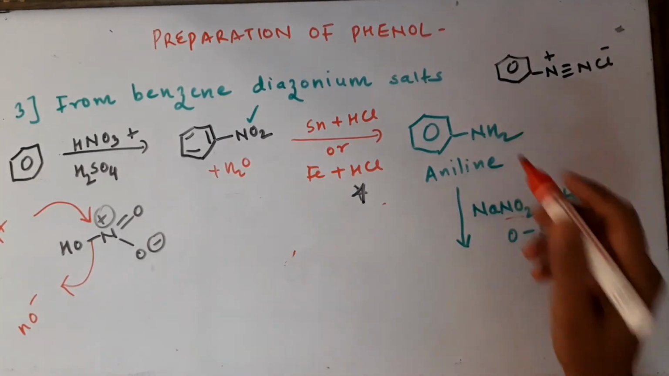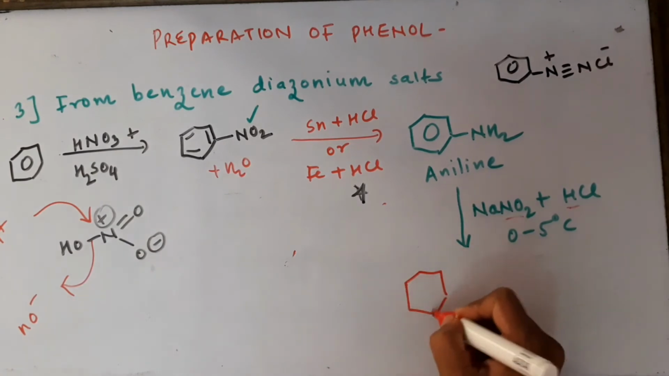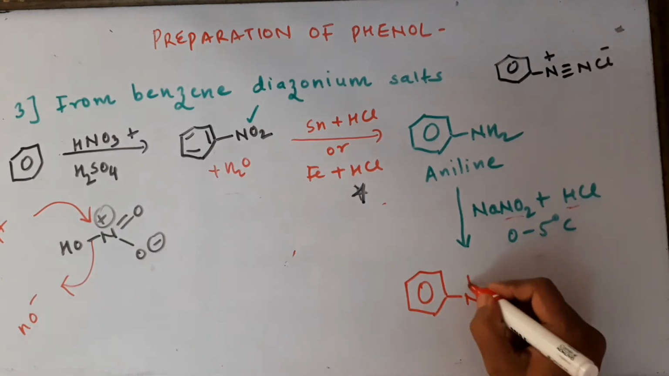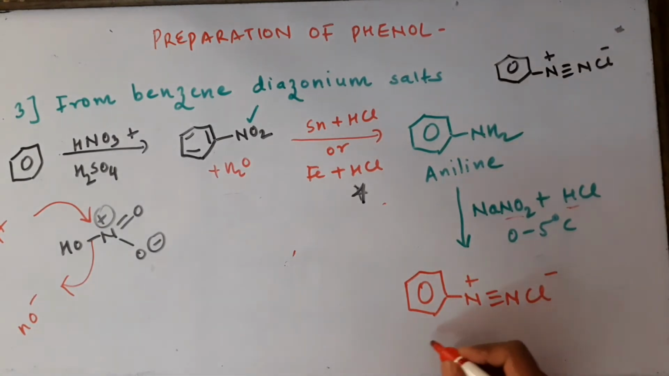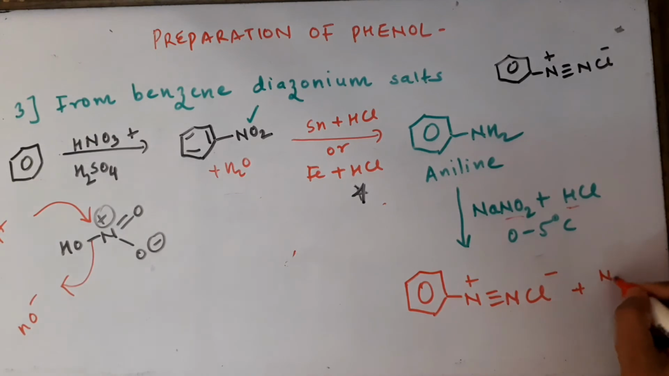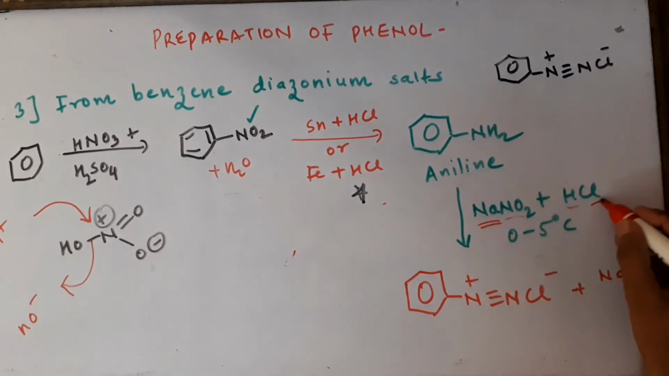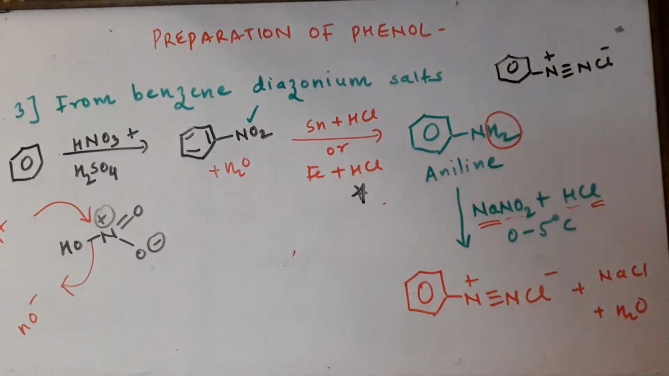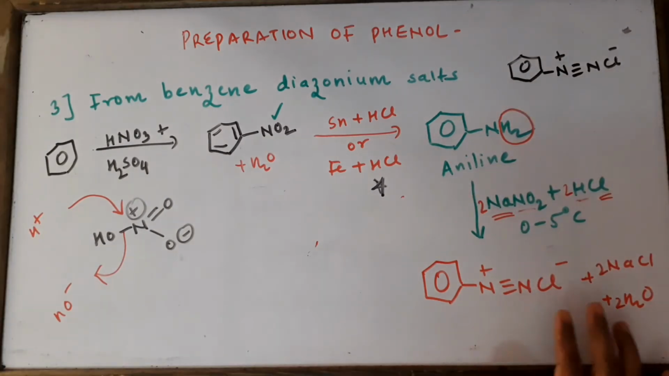So when nitrous acid reacts with aniline, we will get benzene diazonium salt, benzene diazonium chloride. This is the salt which we get, plus the byproducts coming out here, NaCl plus H2O. This H2 has gone out. Okay, so we'll be getting this kind of products. 2 NaCl actually we'll be getting. So if you balance it out, it will be 2 HCl, 2 NaNO2 and 2 NaCl, 2 H2O.